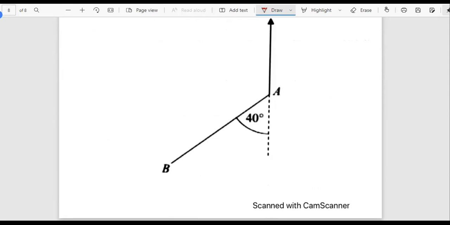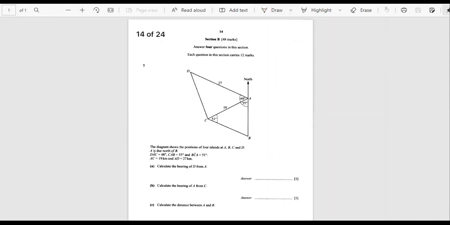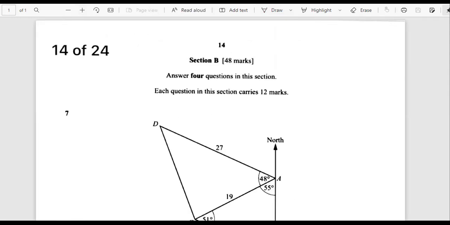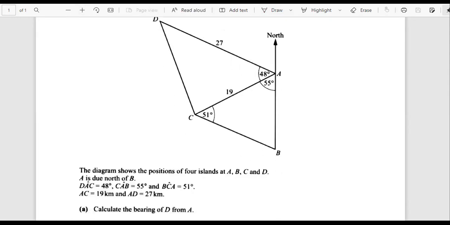Okay, now let's talk about that past paper question. Okay, this is the question. Let's do it. This is the last thing. Okay. So it says the diagram shows the positions of 4 islands A, B, C, D. A is due north of B. DAC is 40 degrees. Okay, we have all this on the diagram. Calculate the bearing of D from A.